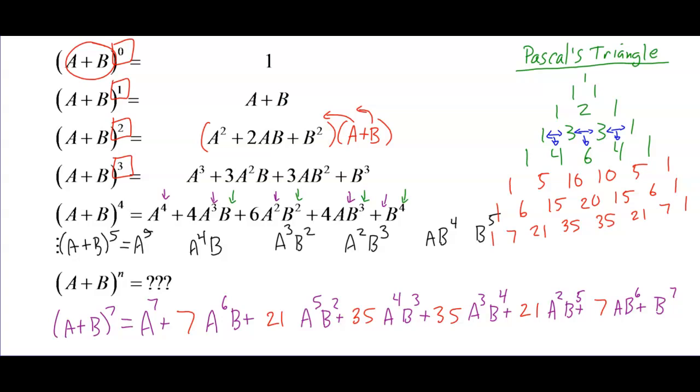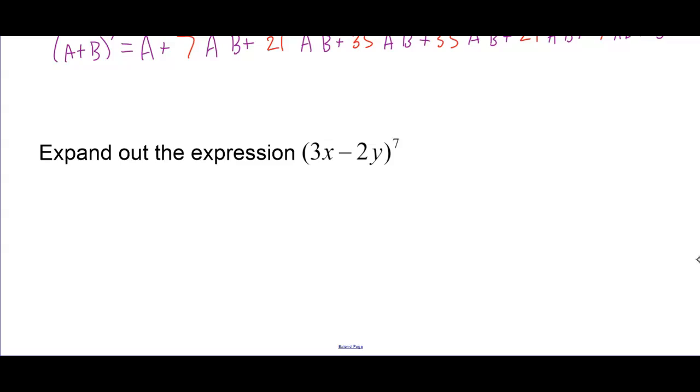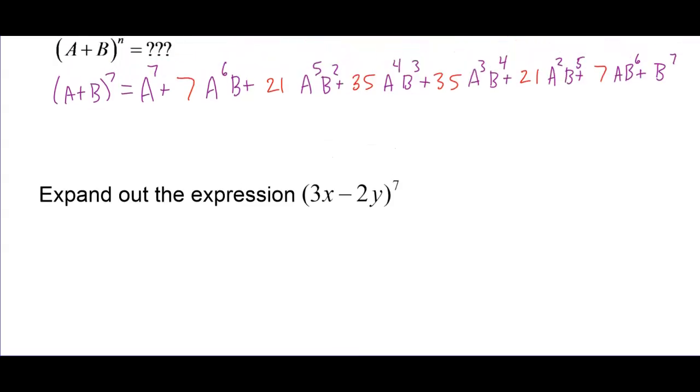This part of the binomial theorem is relatively straightforward. The pattern for the exponents is easy. The pattern for the coefficients is a little harder, but not too bad. And it is a little tricky that you have two patterns going on at once that you're kind of dealing with independently. But the actual hard part about the binomial theorem is that usually the A and B aren't just A and B. Here, A is 3x, and B is negative 2y.